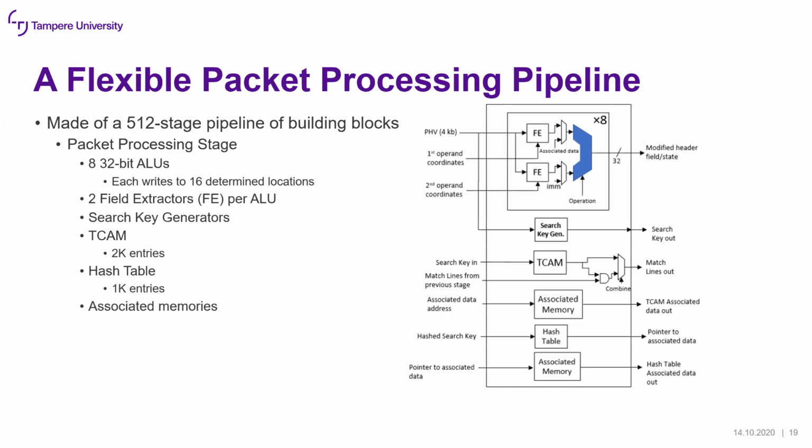So again, we have a building block, which is called packet processing stage, and the entire architecture contains 512 such building blocks. Inside each packet processing stage, there are 8 ALUs, each of which requires 2 field extractors. Then we have the search key generator or the match crossbar. We have exactly 1 TCAM instance and 1 hash table. This is in contrast to the RMT architecture, in which each stage contains multiple ternary and exact match memories that can be combined.